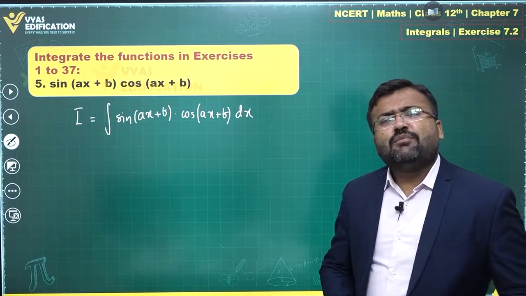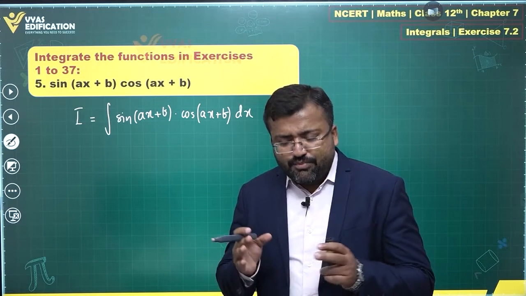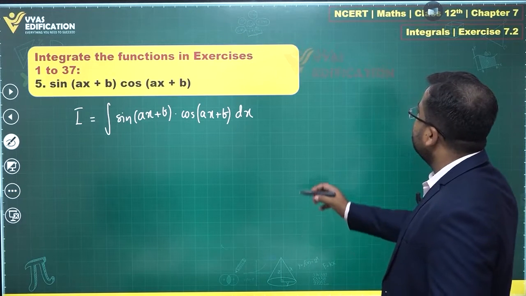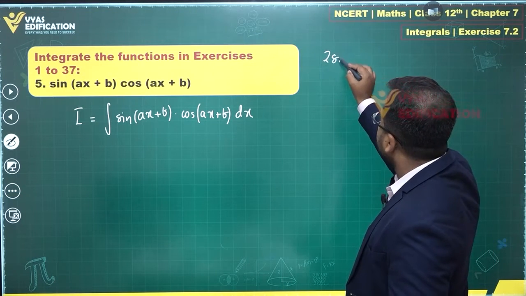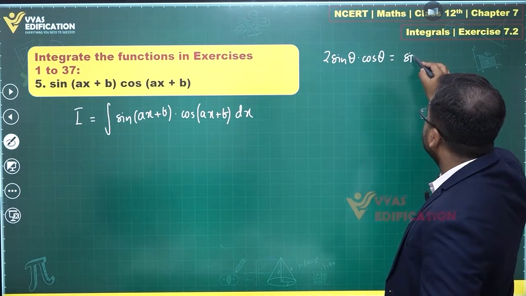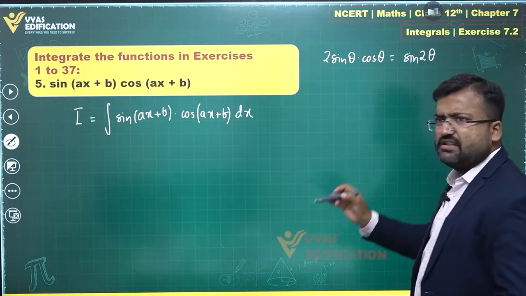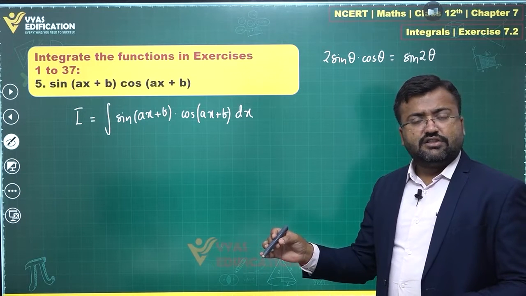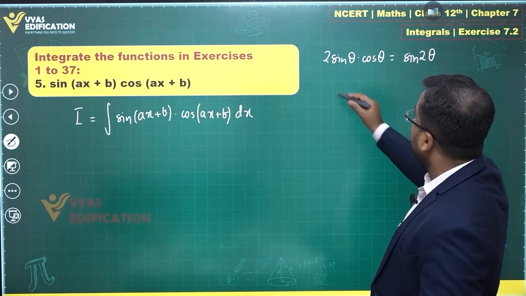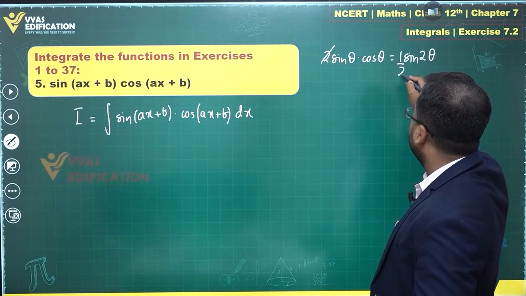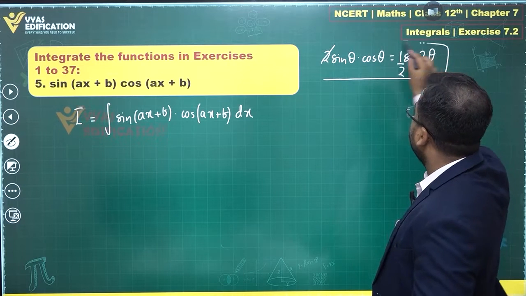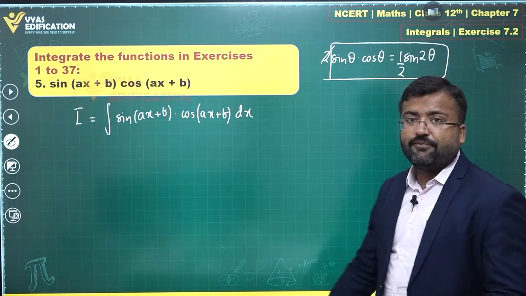So can we apply some concepts of trigonometry to merge these expressions? I want to use this identity that sine 2 theta is equal to 2 sine theta cos theta. Do you recall this? Therefore, sine theta cos theta will be half of sine 2 theta. This is what I want to use.